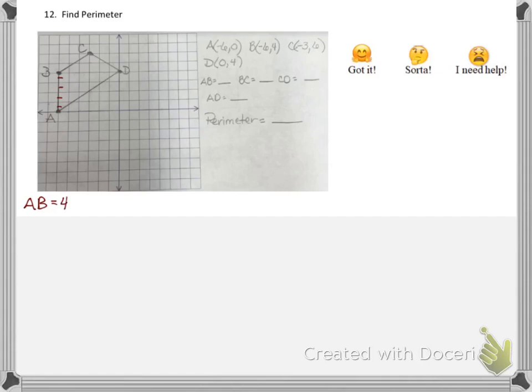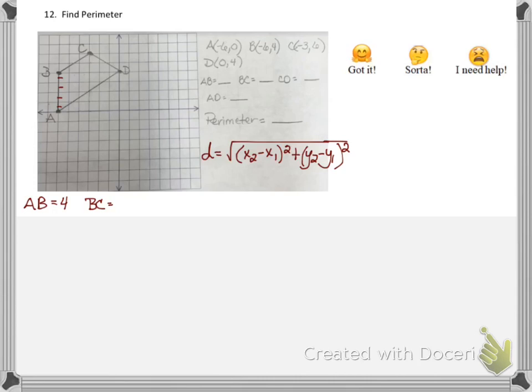Let's go ahead and figure out the length of BC. So BC, just make sure that when you're finding perimeter, you have to indicate which side you're wanting to find the length of. All right, and so BC, just as a reminder, that distance is the square root of (x2 minus x1) squared plus (y2 minus y1) squared. We've got to use that distance formula.